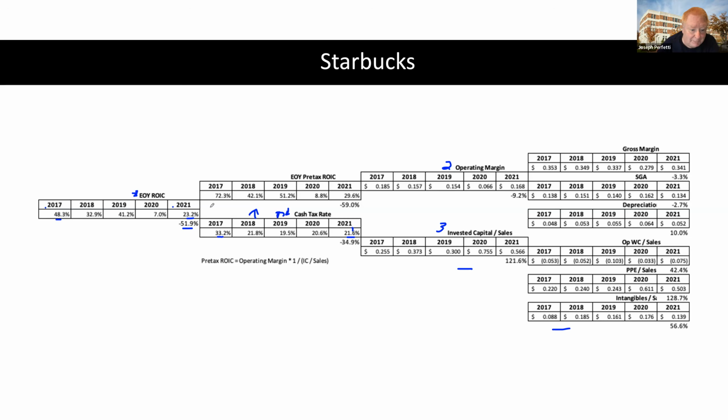Okay. So the real reason why the ROIC went down from 2017 to 2021 is because the pre-tax ROIC went down. It went from 72.3% to 29.6%. So that 59% drop in their underlying business is what happened to Starbucks. What caused this pre-tax ROIC to go down? This is where drivers 2 and 3 come in.